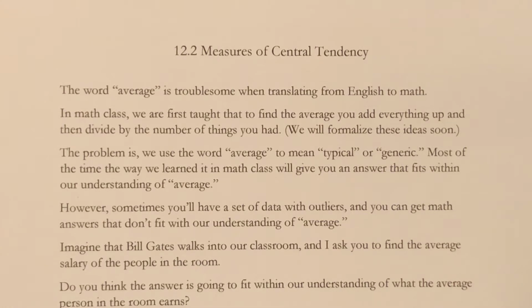Section 12.2, Measures of Central Tendency. We're going to be talking about average. The word average is a troublesome one when translating from English to math. And in math class, when you were young, we were first taught to find an average. You add up everything and then divide by the number of things that you had.